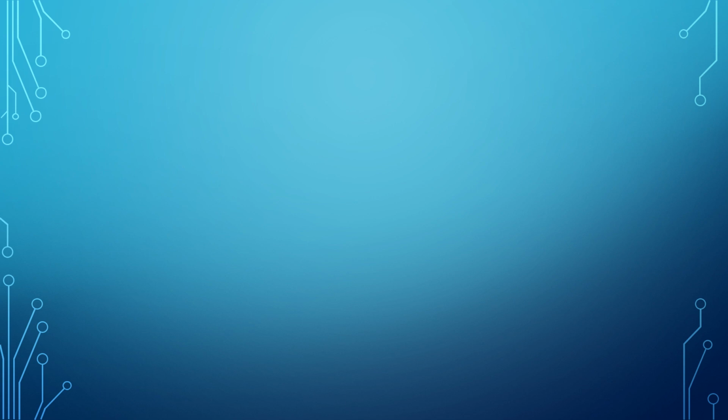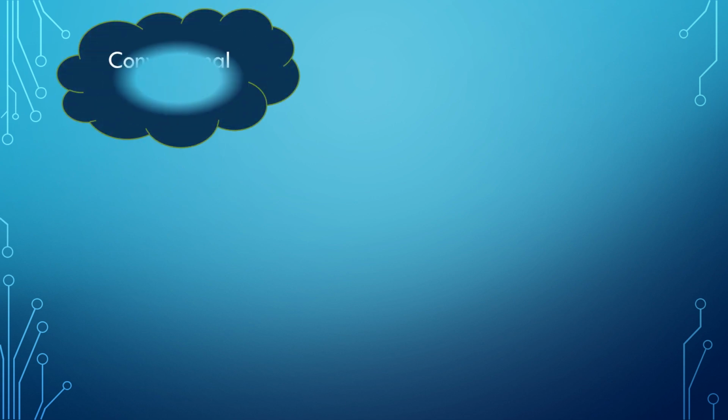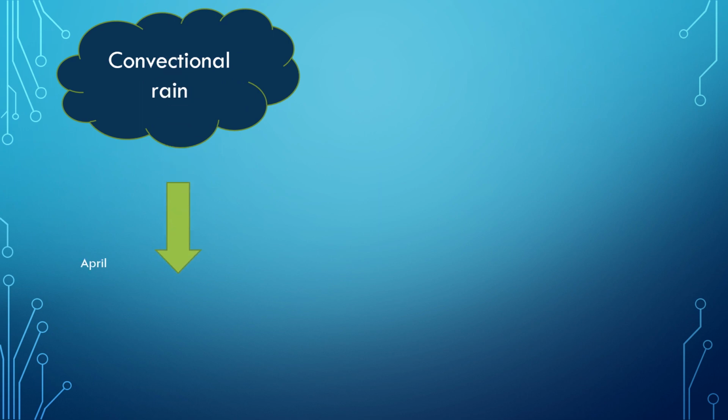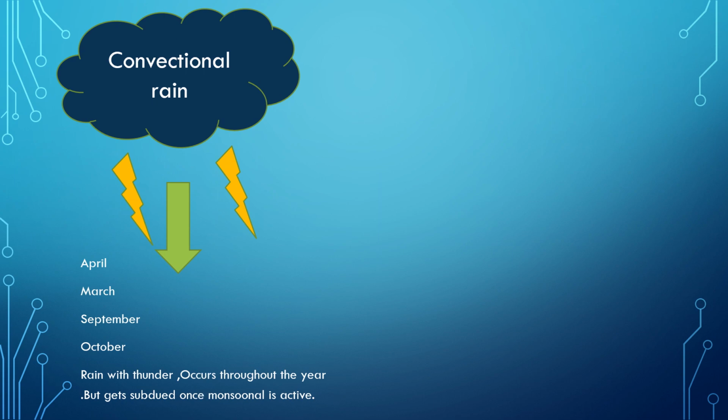Shall we talk about convectional rain? It occurs in March, April, September and October. It is a rain with thunder. It occurs throughout the year, but it gets subdued once the monsoon is active.